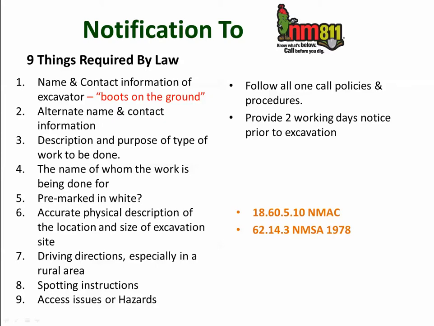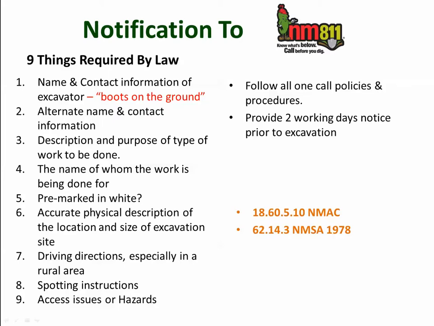The second thing that's required is alternate name and contact information if it's available. This is a great place to provide the information for somebody in the office. Number 3, the description and the purpose of the type of work to be done. This is important because the underground facility owner needs to understand what kind of excavation work is taking place so that they know how to locate their underground utilities.